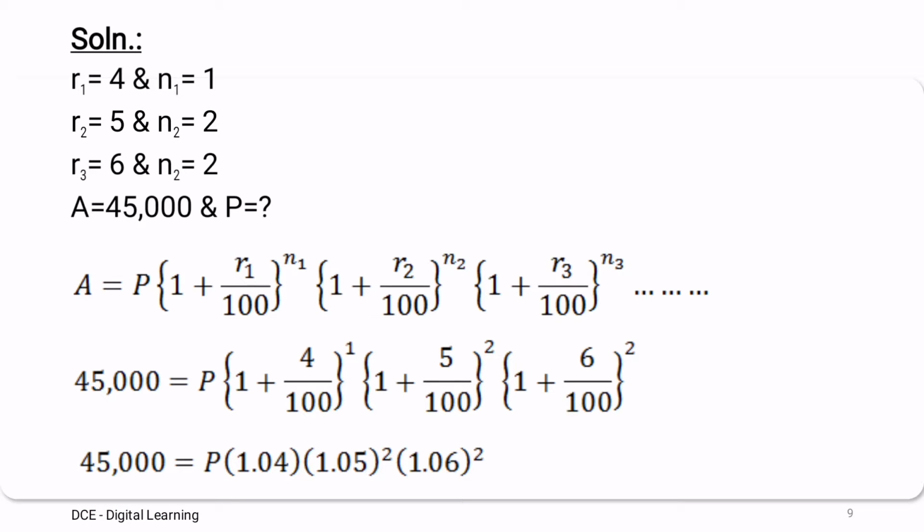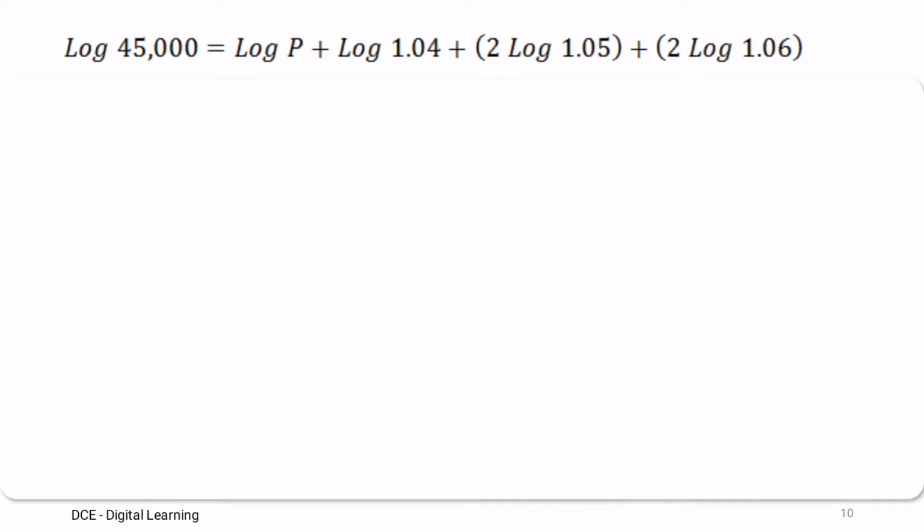So 45,000 equals P into bracket 1 plus 4 divided by 100 raised to 1, which is 1.04, 1 plus 5 divided by 100 is 1.05 raised to 2. Similarly, 1 plus 6 divided by 100 is 1.06 raised to 2. Now, when you apply laws of logarithm, log 45,000 equals log of P plus 1 into log of 1.04, 2 into log of 1.05, plus 2 into log of 1.06.